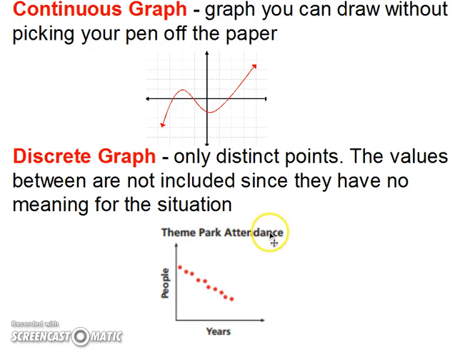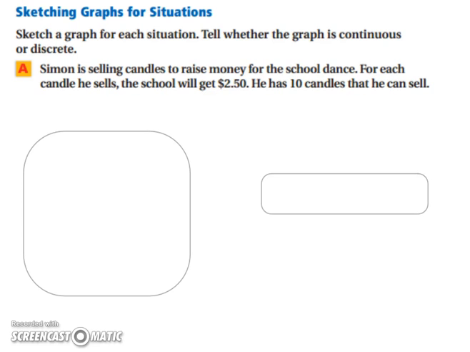So theme park attendance each year and the number of people. Well, you can't have a half a person. So therefore, you have very distinct points. Let's look at sketching graphs for situations. Sketch a graph for each situation. Tell whether the graph is continuous or discrete.